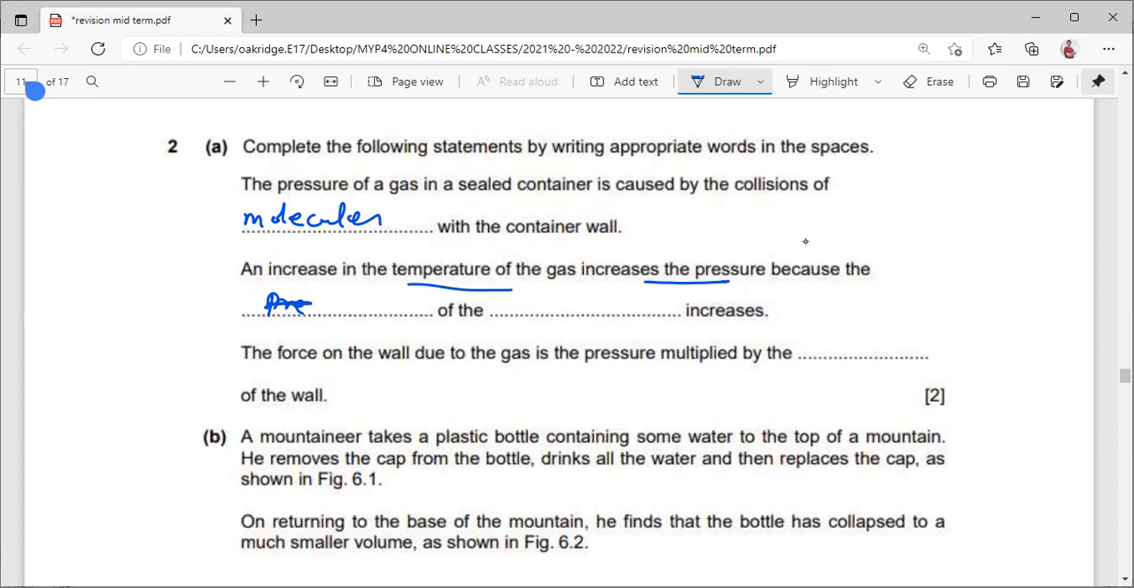So which one increases? Okay, wait, let me read the question once again. The pressure of a gas in a sealed container is caused by the collisions of molecules with the container wall. An increase in the temperature of the gas increases the pressure. T increases, P increases. P increases because the speed of the molecules increases. Okay. So then the force on the wall due to the gas is the pressure multiplied by the area of the wall, right? Because we know pressure equals force by area.